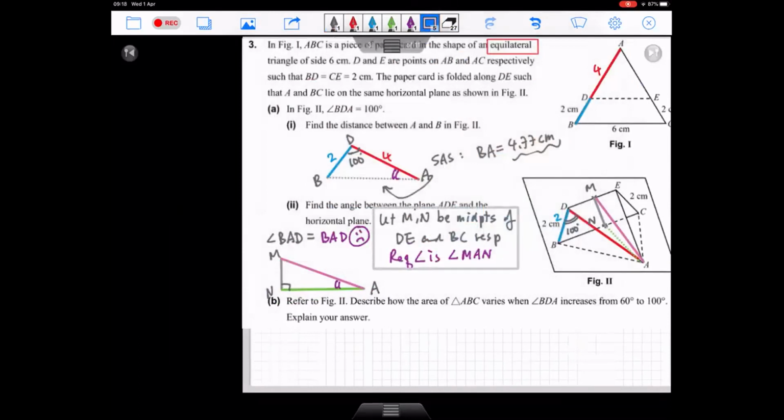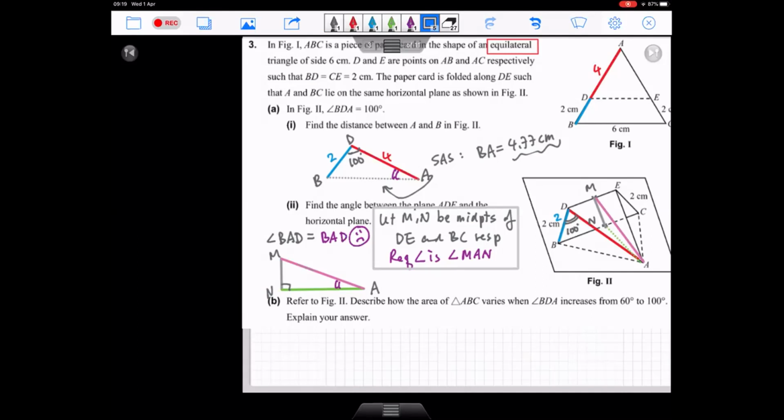It's about proper identification. Many of us do not have this, even though your calculation is correct, even though you get full marks in this part. But there is one thing you can improve, which is to better communicate your answer. So M and N are midpoints of DE and BC respectively. So the required angle will be angle MAN. This is the angle between the triangle ABE and the ground ABC.